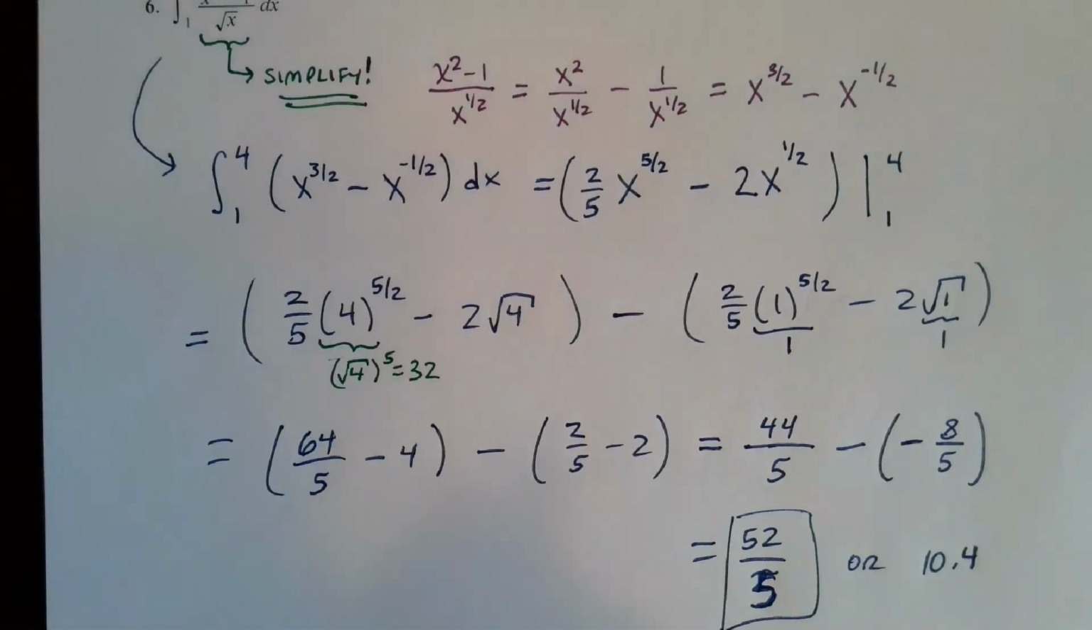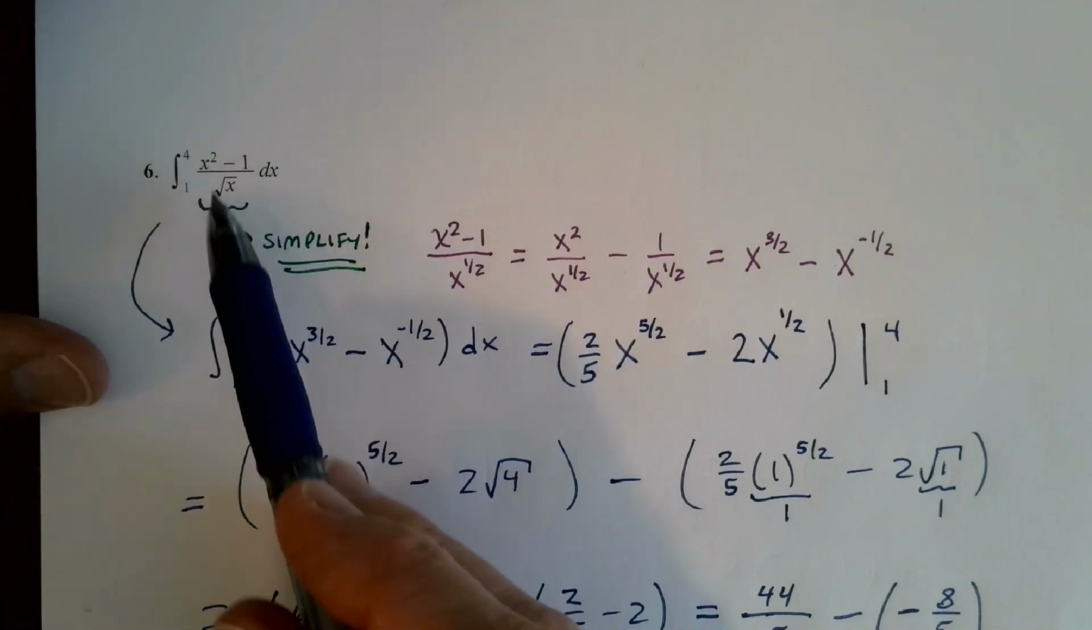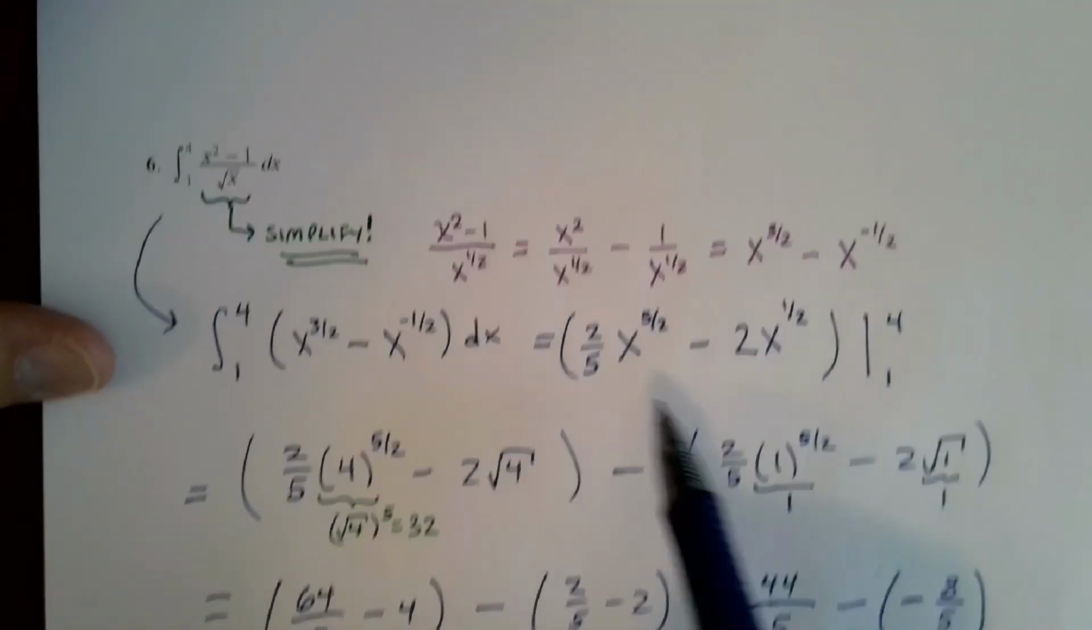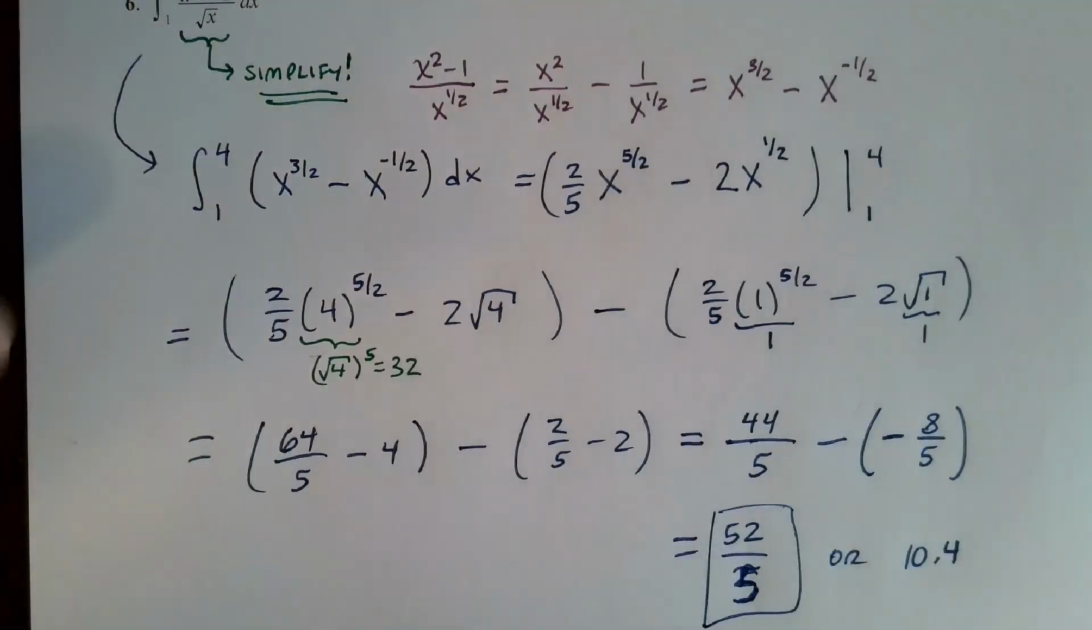Okay. So this one is a little more involved, and that's the key. If you can't immediately find the antiderivative, don't try and force things. See if you can simplify algebraically and make it easier to do. Okay, that's going to be an important skill. Okay, we'll stop here and we'll do some more in the next video.